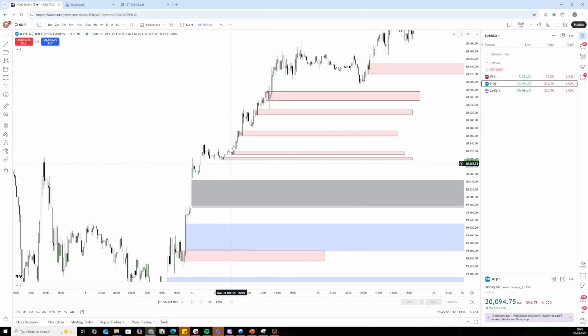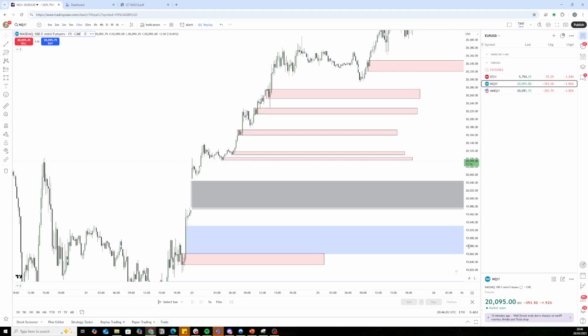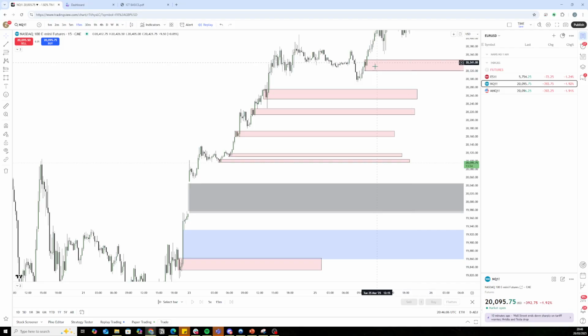Do we see how to identify an order block? I've identified all the order blocks on this chart. Do you see that? The last down close candle before a strong move up. I hope that clears that up.